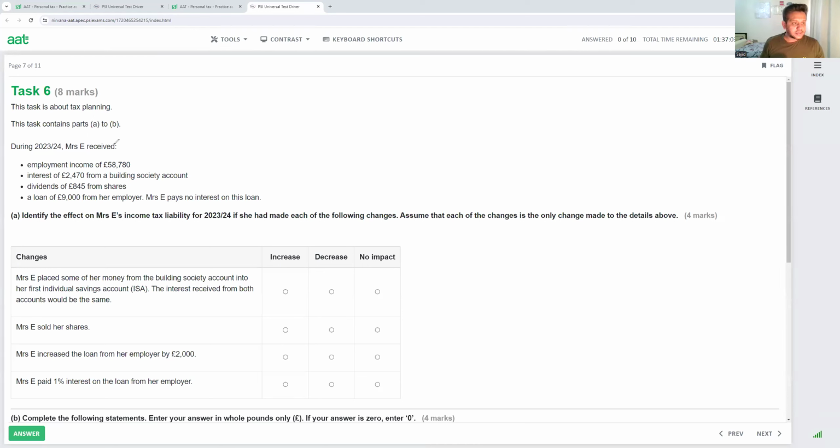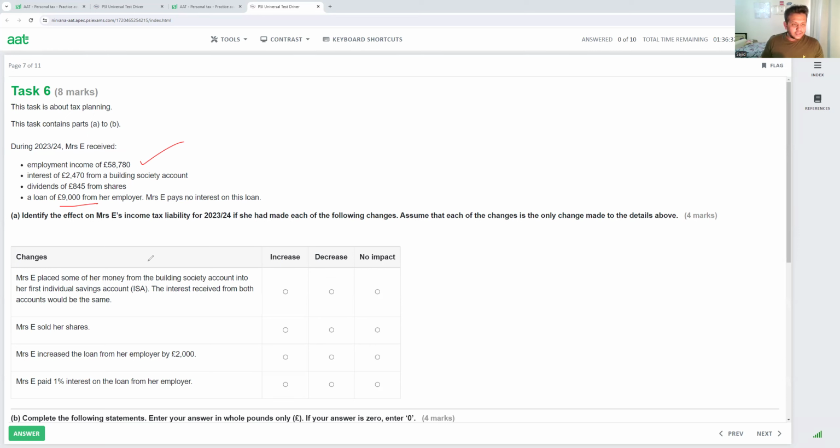Here it says this task is about tax planning. Employment income 58,000, so I understand she is a higher taxpayer. Interest 24,770 from the building society. Dividend 845 from the shares, and a loan of 9,000 from the employer. She pays no interest on the loan. The 9,000 is exempted anyway, and when she pays the interest it will still be exempted. Remember that. So she doesn't have to pay tax even if she pays interest on that.